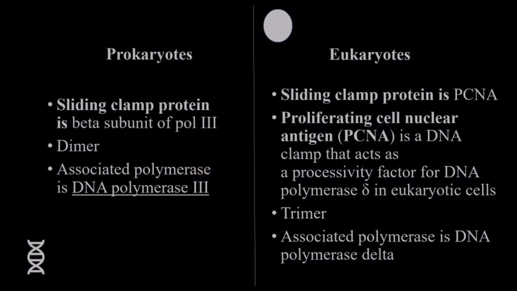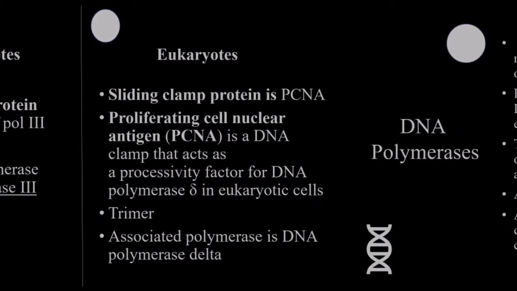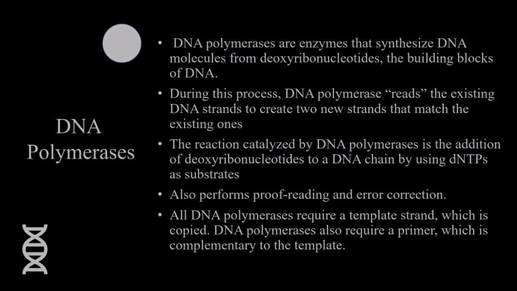We will talk about the beta subunit and delta subunit when we discuss DNA polymerase further. DNA polymerases are enzymes that synthesize DNA molecules from deoxynucleotides, the building blocks of DNA. During this process, DNA polymerase reads the existing DNA strand to create two new strands that match the existing one.